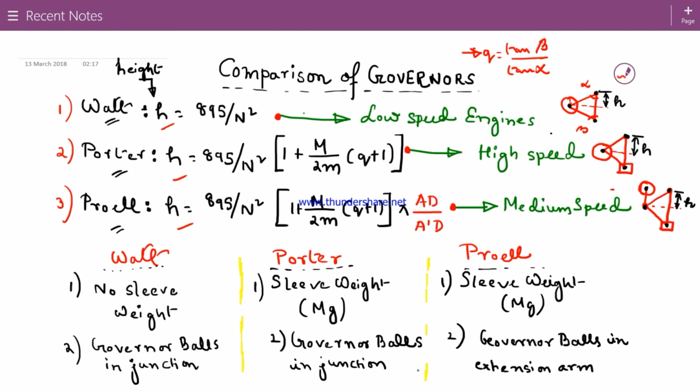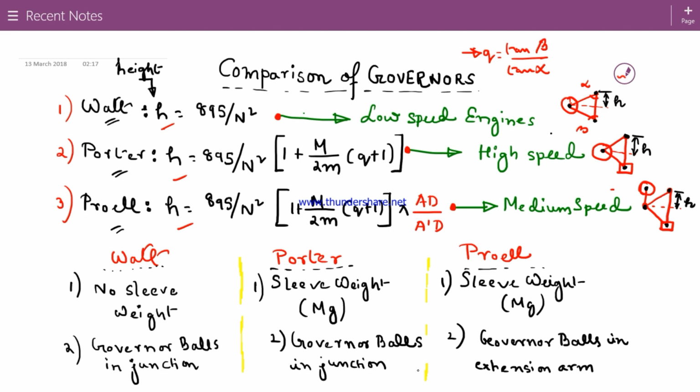On the side, I have given the simple layout that we know, showing which portion represents h, and what beta and alpha are, as you have all studied. As you can see, the arrangement of the fly balls is different, and the position of the sleeve differs between the first two and the last two. In the Proell, the position of the fly ball is quite different. So diagrammatically, we can compare the governors.